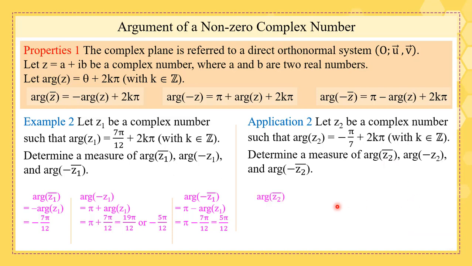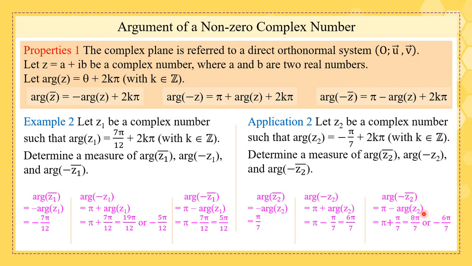Well, argument of Z2 bar is minus argument of Z2, which is negative pi over 7. Argument of minus Z2 is pi plus argument of Z2, which is 6 pi over 7. And argument of minus Z2 bar is pi minus argument of Z2, which is 8 pi over 7, or minus 6 pi over 7 if we subtract 2 pi from 8 pi over 7.